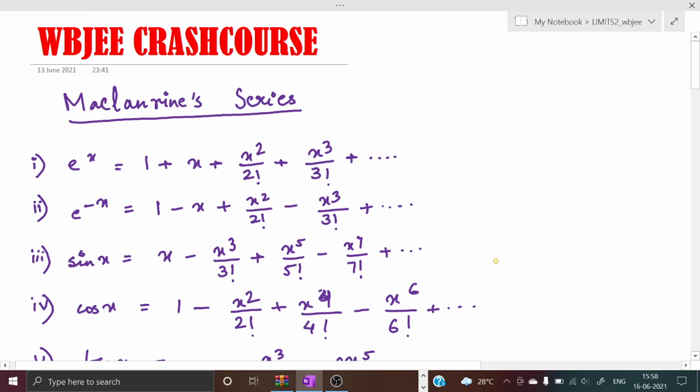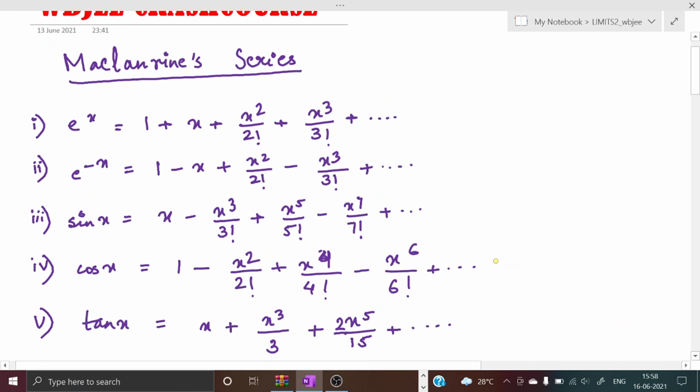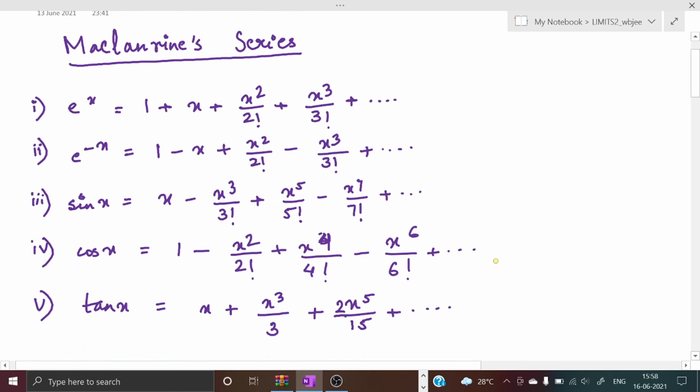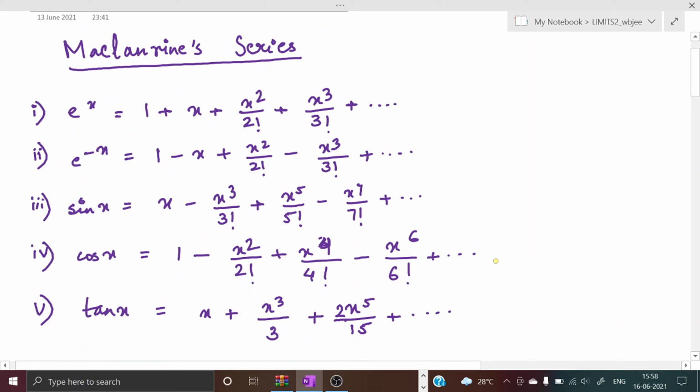So today we will be discussing important series which are sometimes used to solve questions in limits. Actually there are a lot of series. We have given example of these 5 only, but these are the most common ones which you will be using when you solve questions. Sometimes you have to use this type of series in your questions, which you will understand as you practice more questions.